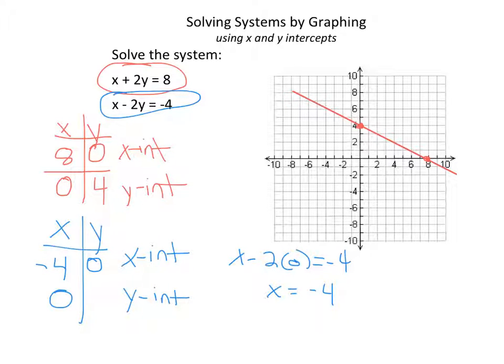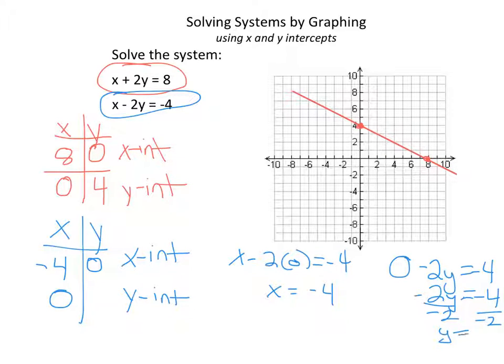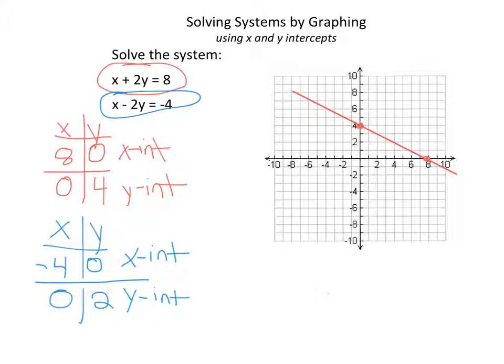And I can put the 0 in for x using the same equation. 0 minus 2y equals negative 4. Negative 2y equals negative 4. I can divide both sides by negative 2. y equals 2. And I can fill that in my chart. I'm going to use that information as ordered pairs and graph that negative 4 on my x because it's the x-intercept, and that 2 on my y because it's the y-intercept, and I can connect them with a line.